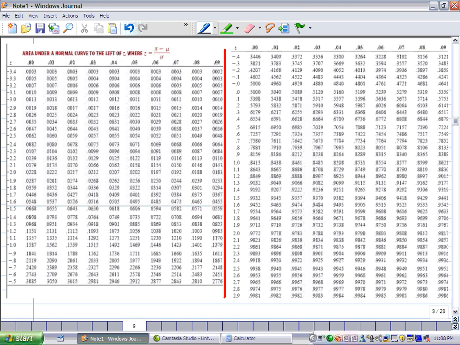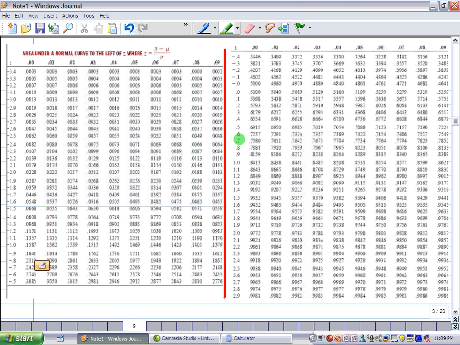Notice the z-scores are down the left. The smallest one is negative 3.40. You look at the second number up here in order to get the hundredths place. So negative 3.45 would be right here, because there's negative 3.4 and there's 5, and that would tell me 0.0003, which if I move the decimal is 0.03% of the people are below that standard deviation.